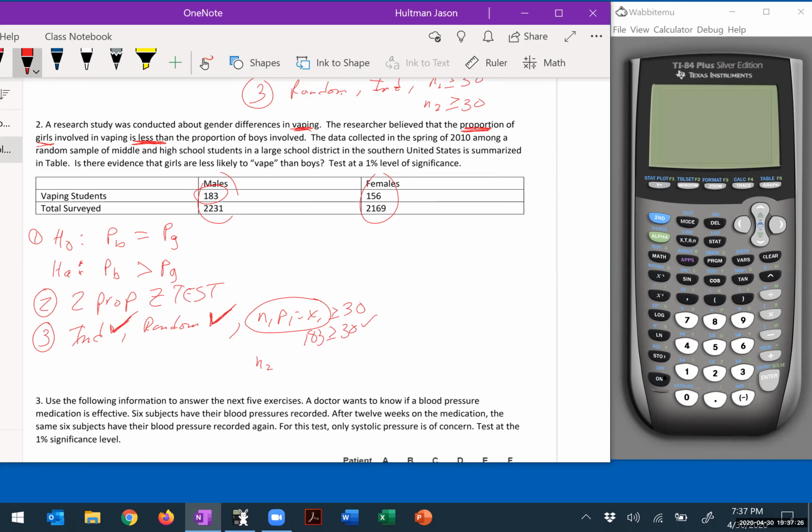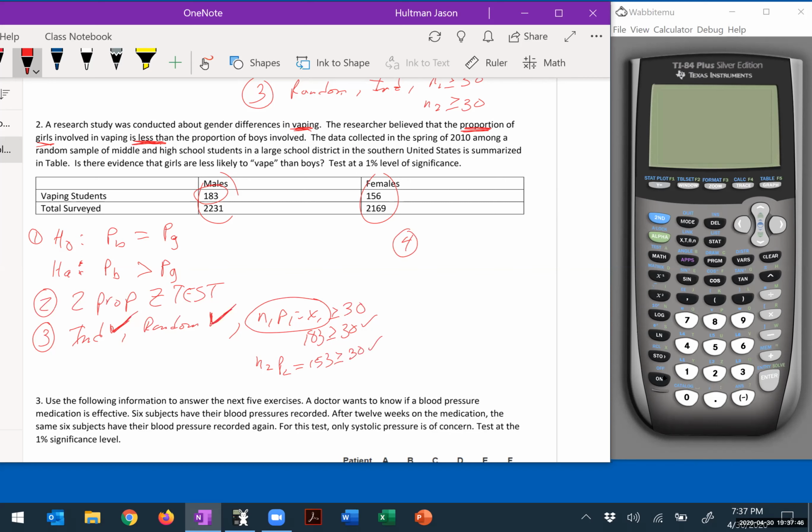What about the second group, which is the females, n2, p2? How many girls are vaping there? Well, that's 153, greater than or equal to 30. Yes, that checks as well. So 1, 2, and 3 check. What about 4? Let's run the values here.